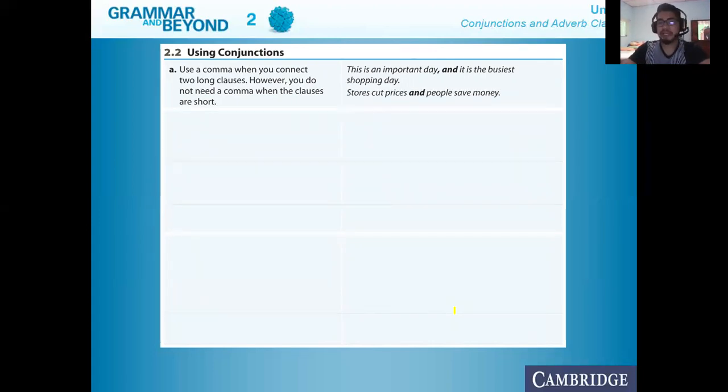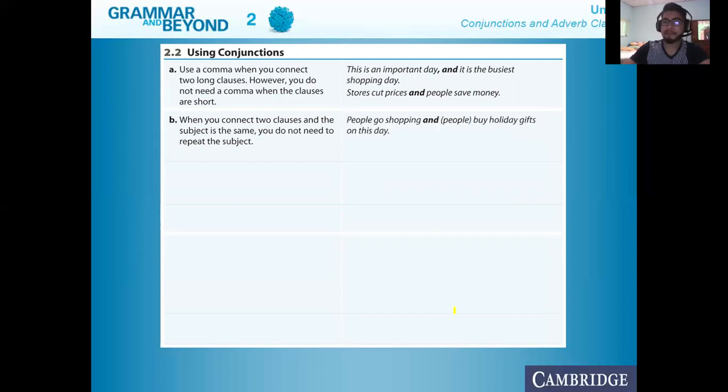So, this is an important day and a busy shopping day. Stores cut prices and people save money. When you connect two clauses and the subject is the same, you don't need to repeat the subject. For example, people go shopping and buy holiday gifts on this Friday. Since I already have a subject in the sentence, I don't need to add another one, because I'm talking about the same subject. If I were talking about two different subjects, then I should include the other subject. But here I'm talking about the same people, therefore I don't need to add anything else.